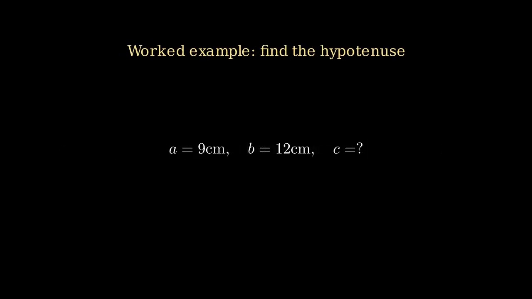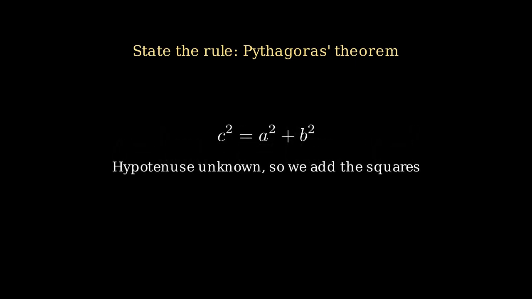We have a right triangle with legs of 9 centimeters and 12 centimeters, and we need to find the hypotenuse. Step 1. Name the rule in a full sentence. We say, the rule we are using is Pythagoras' theorem, and since the hypotenuse is the unknown side, we add the squares of the two legs.